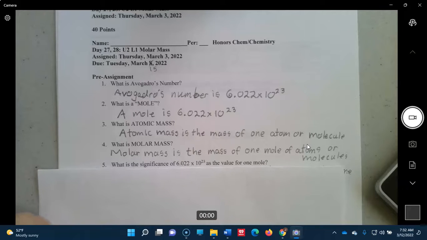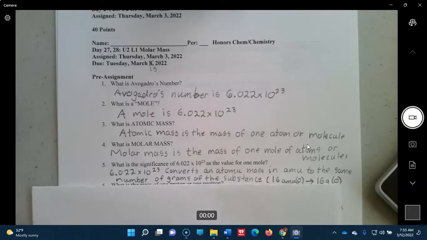What is the significance of 6.022 times 10 to the 23rd as the value for 1 mole? So we just mentioned that. 6.022 times 10 to the 23rd converts the atomic mass in atomic mass units to the same number of grams of the substance. So for example, 16 atomic mass units of oxygen becomes 16 grams of oxygen if you have 6.022 times 10 to the 23rd molecules, or atoms rather, of oxygen.